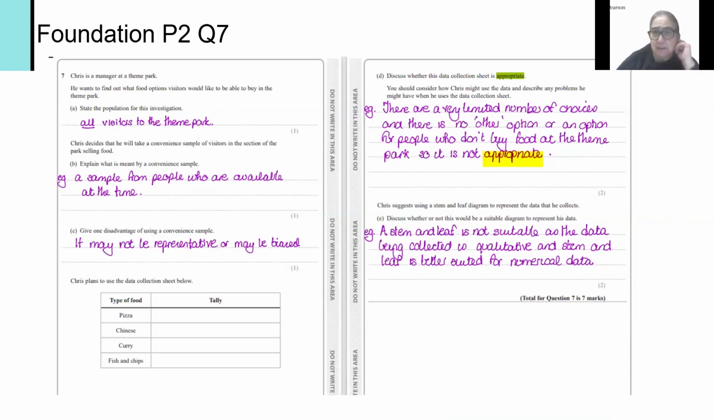Foundation paper 2, question 7. Again, it's about discussing whether a method is appropriate, not choosing an appropriate method. And they're, again, two different things. Sometimes you're having to choose the appropriate things, and sometimes you're having to, in this case, discuss whether or not the method that was used by somebody was appropriate. And that's more like what we get. Right, this one particularly.